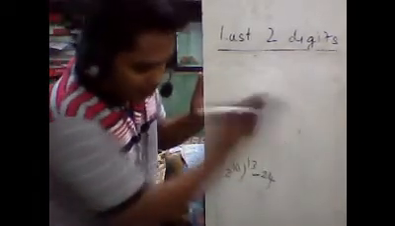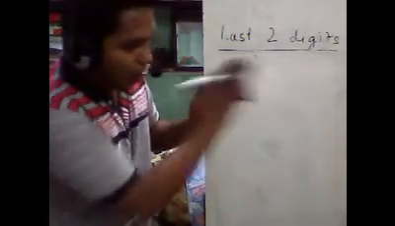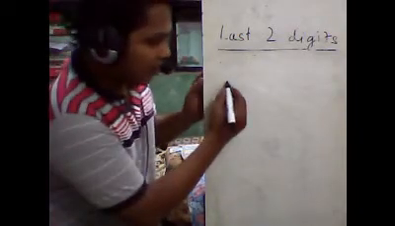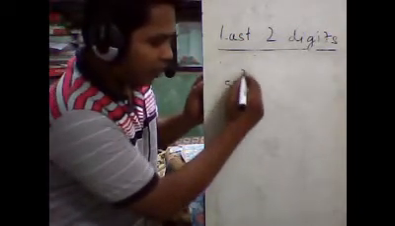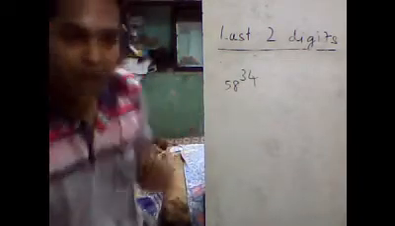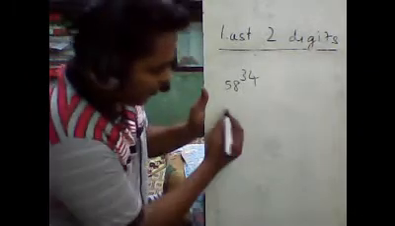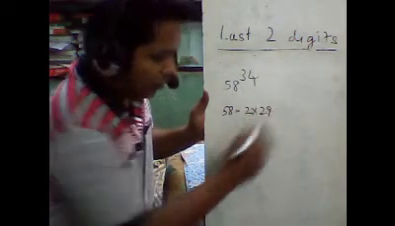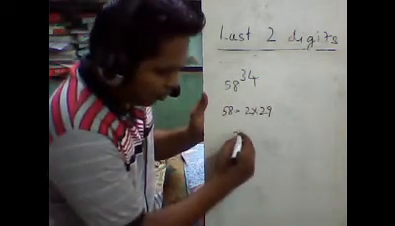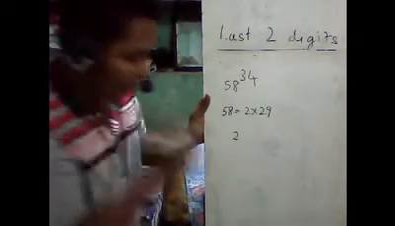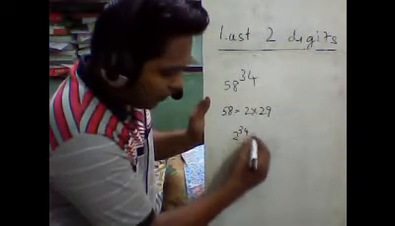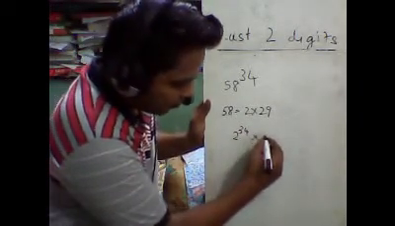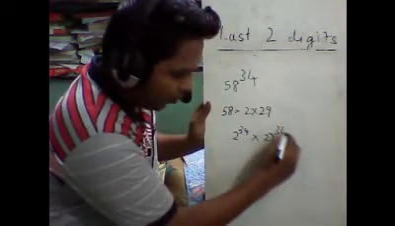We can extrapolate this to find the last two digits of any even number raised to any power. Let us take a problem. Let us say we have to find the last two digits of 58 to the power of 34. 58 is nothing but 2 into 29, so 58 to the power of 34 is the same as 2 to the power of 34 into 29 to the power of 34.